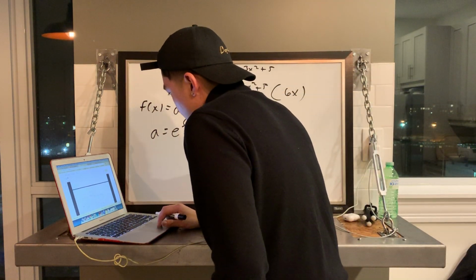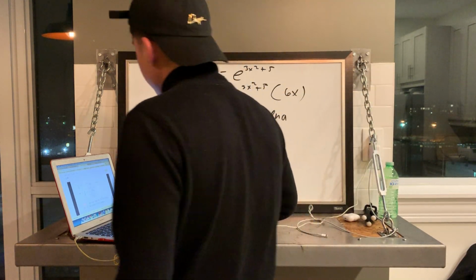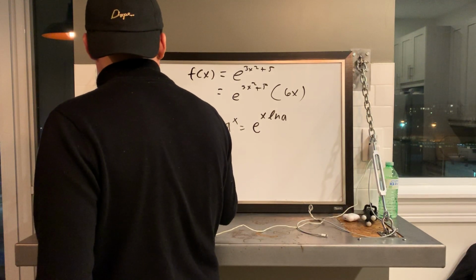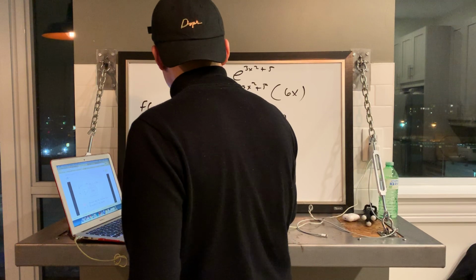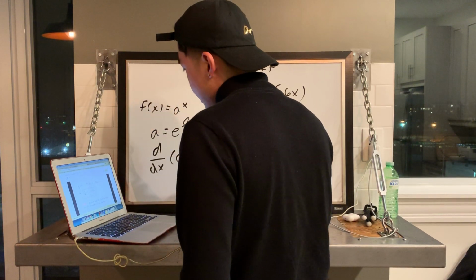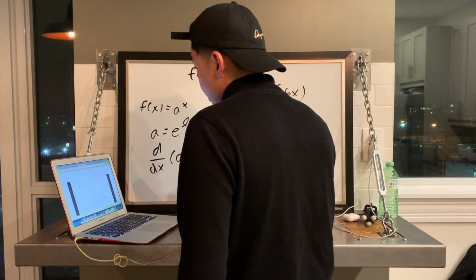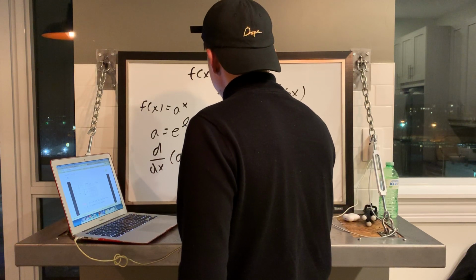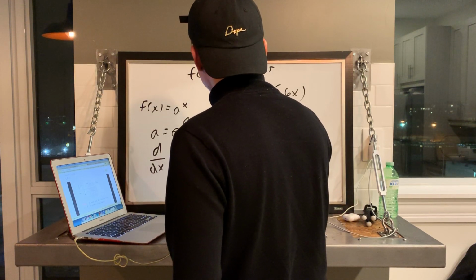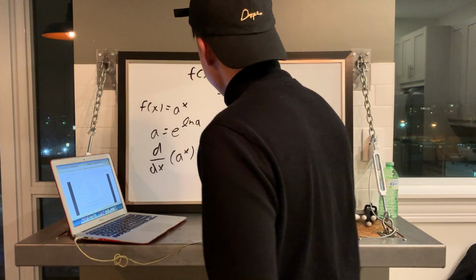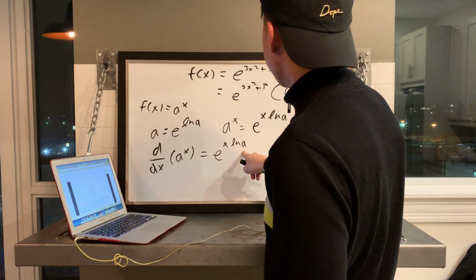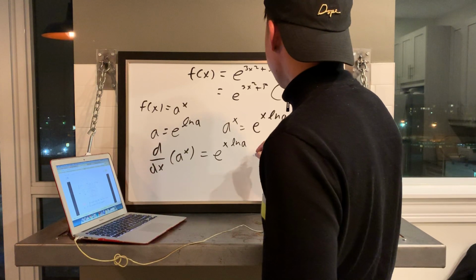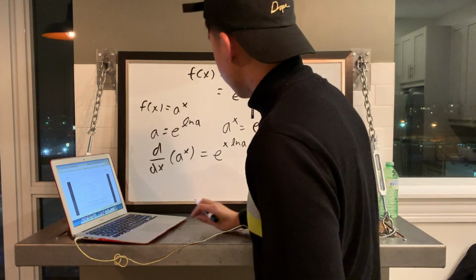So let's use the chain rule. d dx of a to the x equals, well, if we rewrote it as e to the x ln a, right? This is a product. Actually, no, that's a number right there. So I would just say ln a.